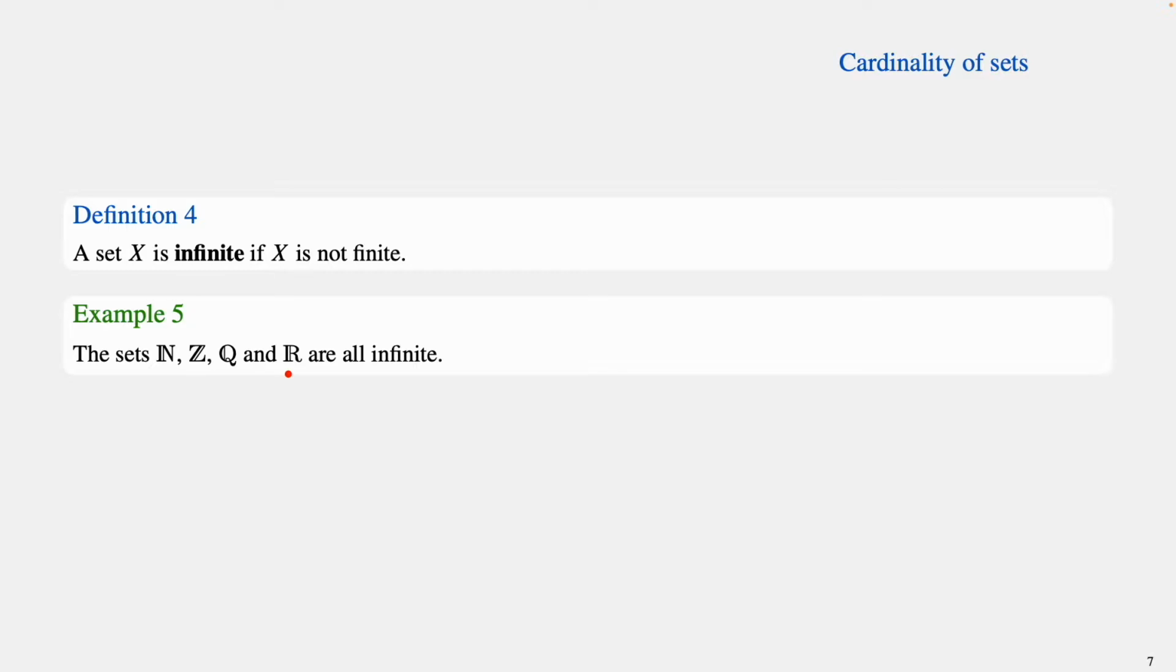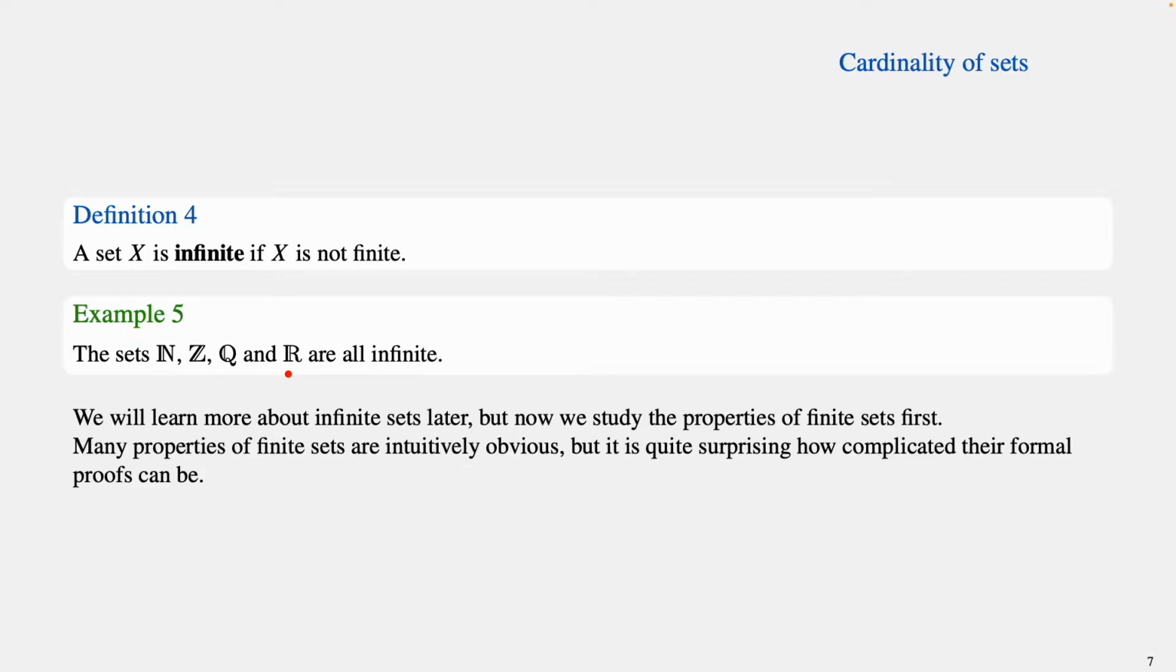Intuitively, this is completely clear to you, but we will give a proof of this fact later. And we will learn more about infinite sets later, but now we first study the properties of finite sets, and many properties of finite sets are intuitively obvious, but it can be quite surprising how complicated their formal proofs are.